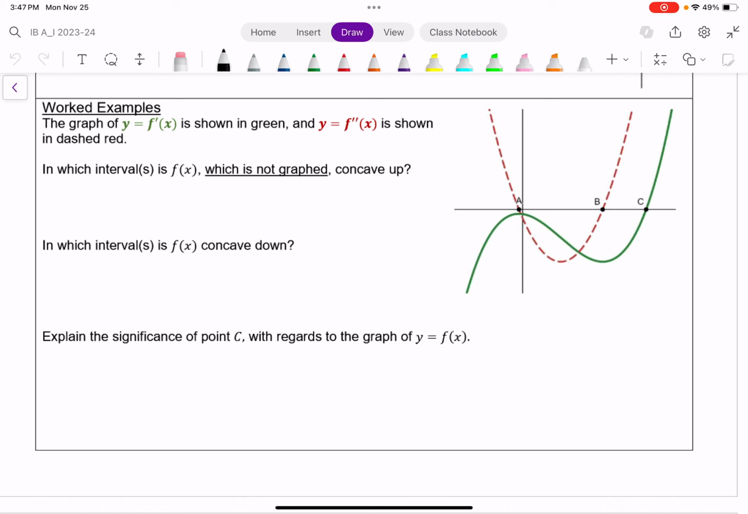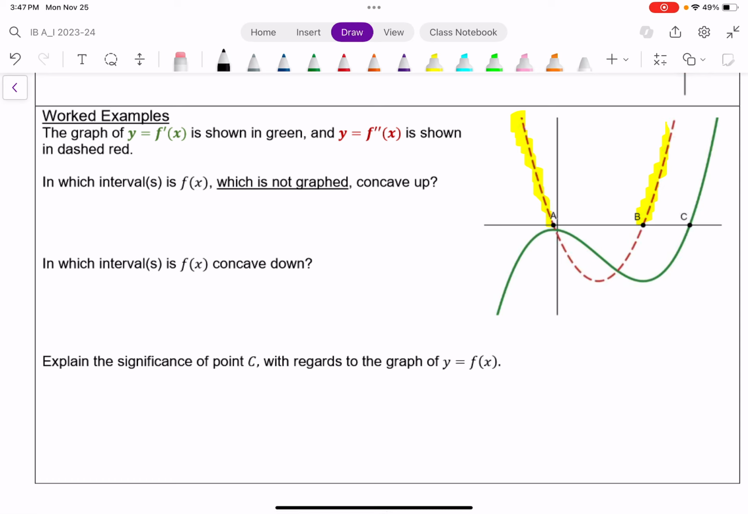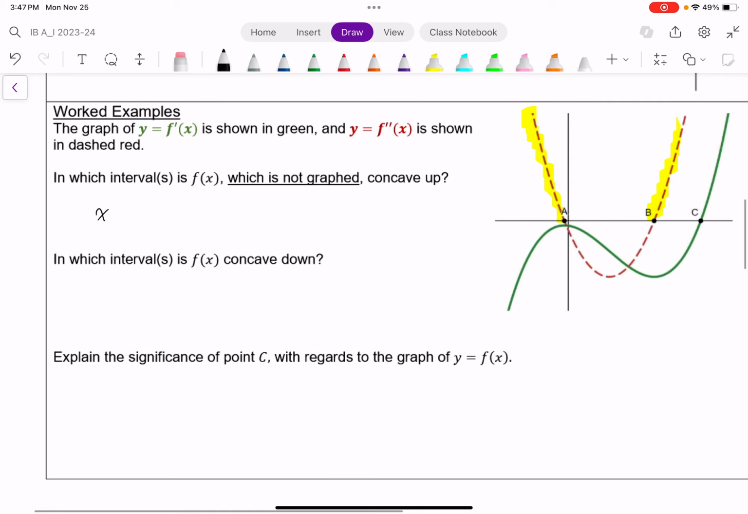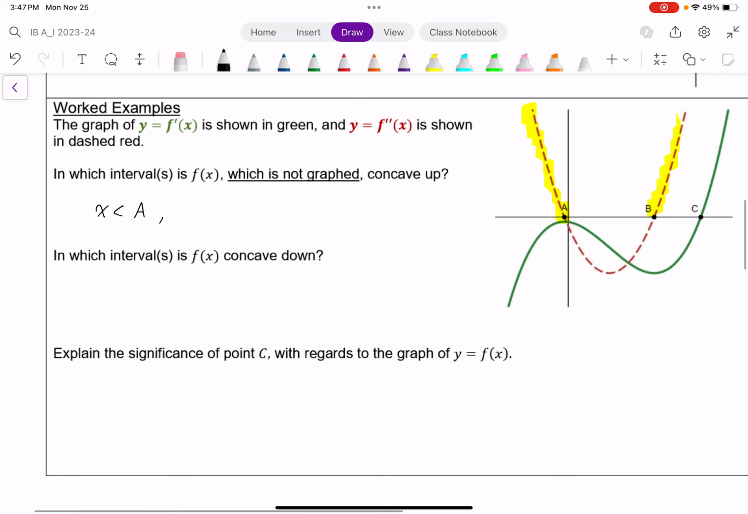So first, in which intervals is f of x, which again is not graphed, concave up? Well, one of the key ideas is that a function is concave up where its second derivative is positive, which in this case is in these two intervals. And so the way I can describe this is f of x is concave up when x is less than a, whatever that a value is. It's some negative number close to 0, it seems to be. Or when x is greater than b. That's where it's concave up.